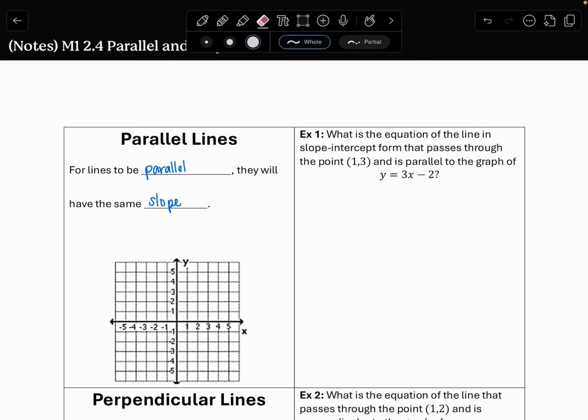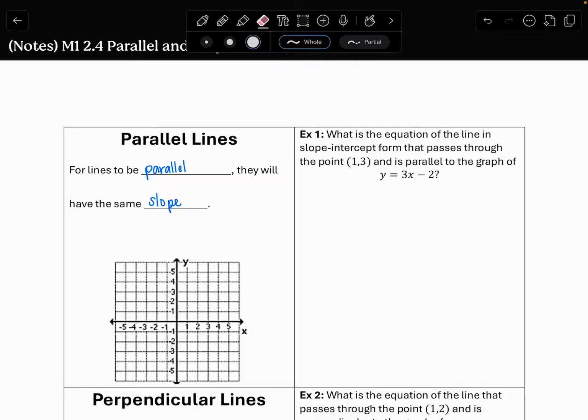Okay, we're going to talk about parallel lines and perpendicular lines. I'm going to show you guys 3 different ways on how to solve this problem. So the first question says, what is the equation of the line in slope-intercept form that passes through the point (1, 3) and is parallel to the graph of y equals 3x minus 2?